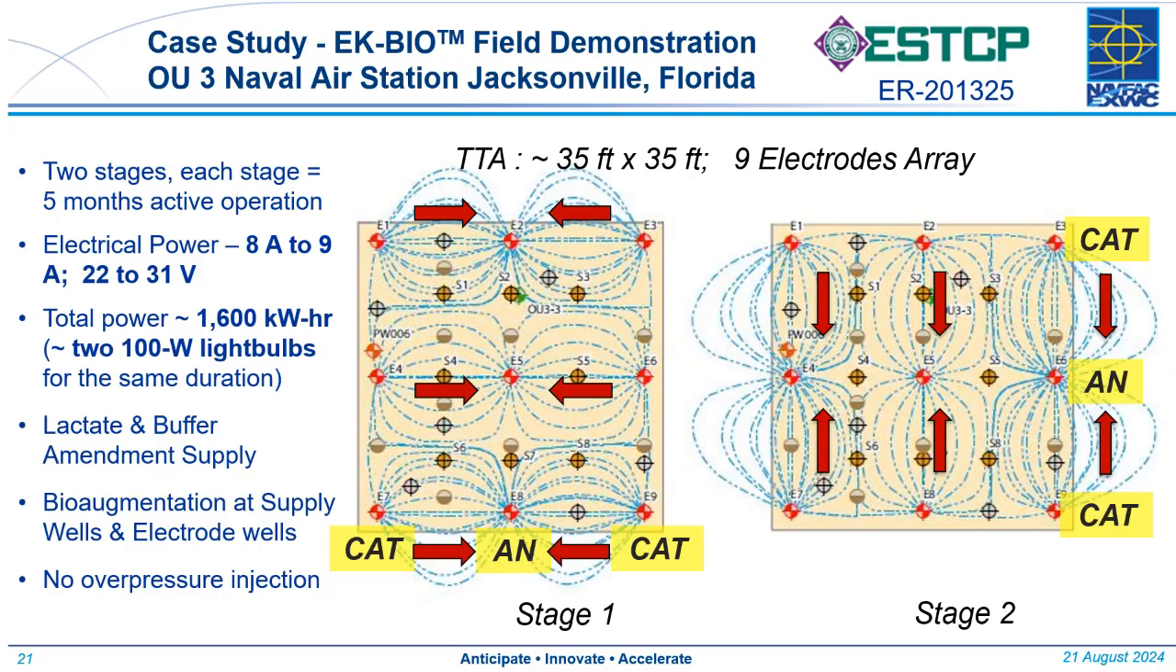And the power consumption over the total duration of the test was about 1,600 kilowatt hours, which was the equivalent of 200-watt light bulbs running for that same 10-month period. Lactate was one of the amendments. pH buffer was an amendment. The pilot test was also bio-augmented with dechlorinating bacteria. And there was no overpressure injection. It was primarily a gravity delivery injection.